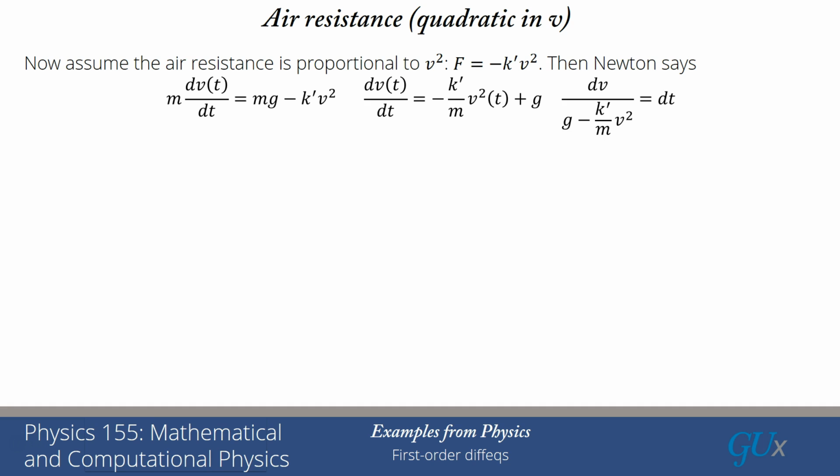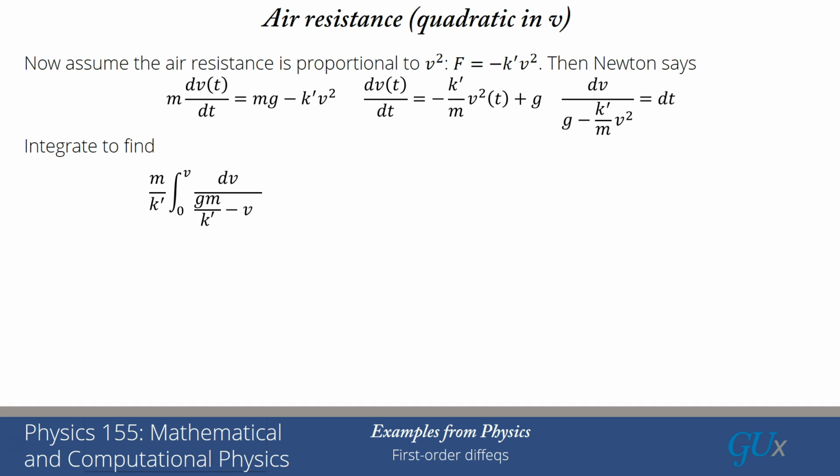And I'm going to divide both sides by m. I get dv by dt is equal to minus k prime over m v squared plus g. This is a separable equation. I'm going to divide by the right-hand side and multiply by dt. I get dv over g minus k prime over m v squared equals dt. I can actually integrate both sides. Let's see how that works.